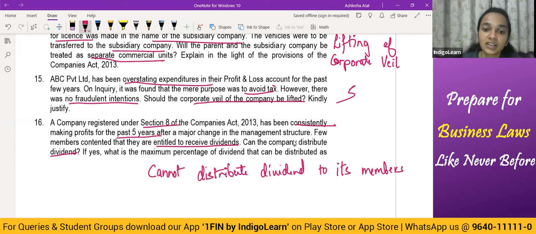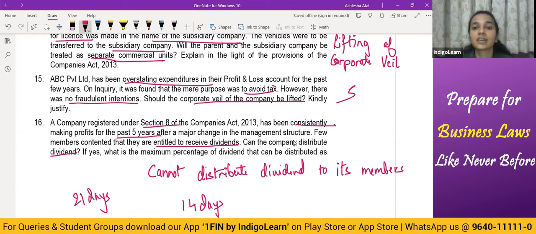It is not allowed. However, sending a notice, 14 days notice for a general meeting, is allowed. A Section 8 company, instead of 21 clear days, can send a notice of 14 days in order to call the general meeting of the company. So that is not a problem, that is valid. However, the company cannot distribute any dividends to its members. So let's have a look at the answer.